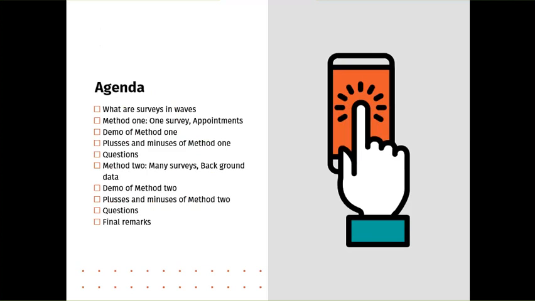Method 2 involves using background data to set up a new wave each time. This is the method that we think is the superior method. It is slightly more work, but it is a way safer method to use. The main reason why we wanted to do this demo is that this method is not very obvious from the interface, that it is actually possible. Same here, we will do a full demo of that method and talk about the pluses and minuses of that method. And that will be the Academy.